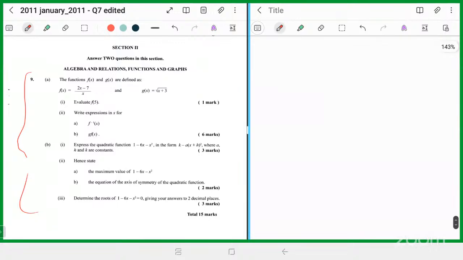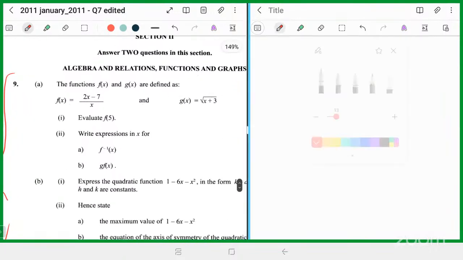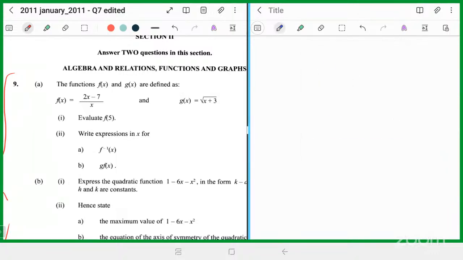All right. So this question gives us these two functions. f of x is 2x minus 7 over x, and g of x is the square root of x plus 3.